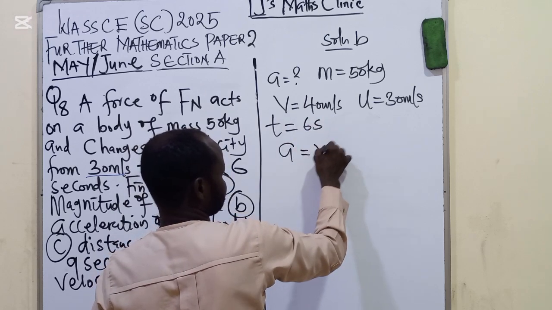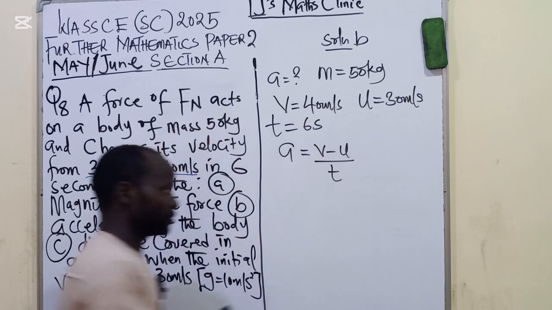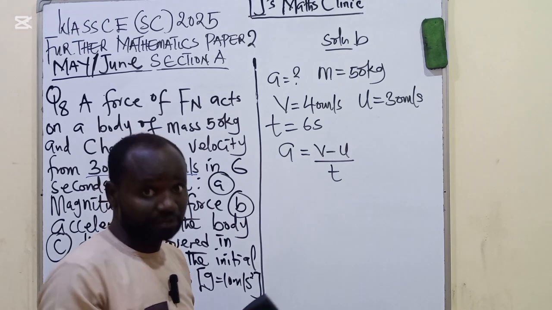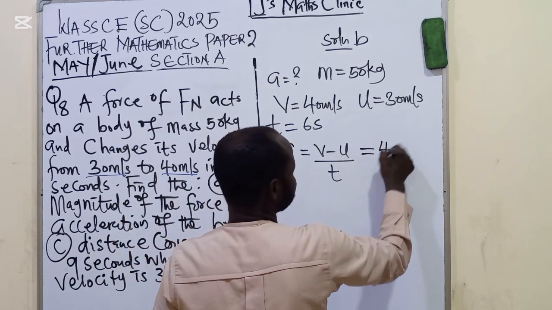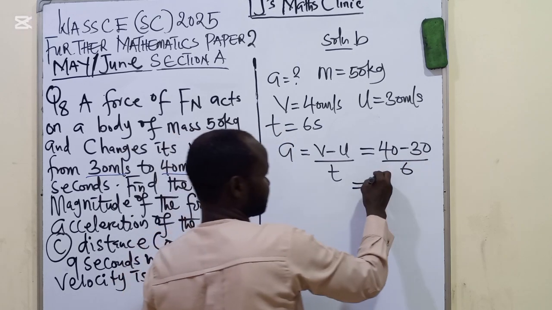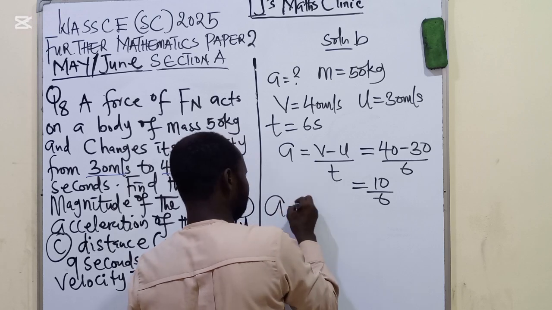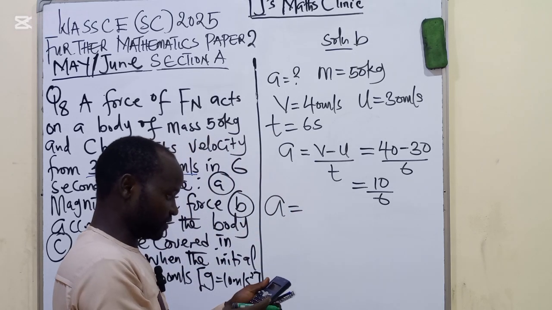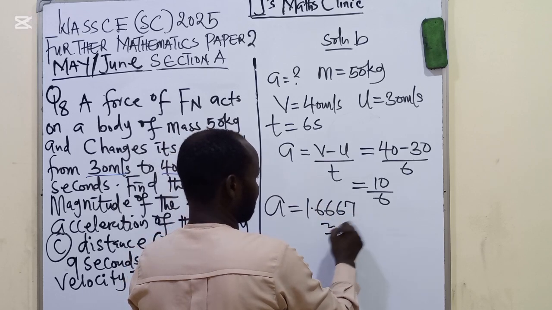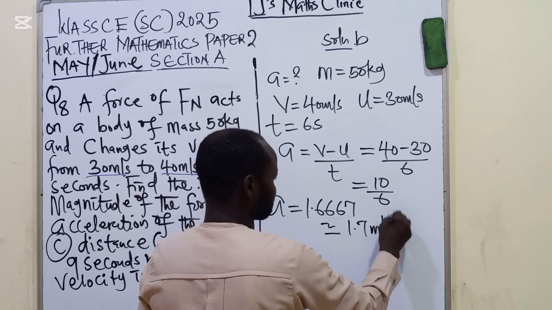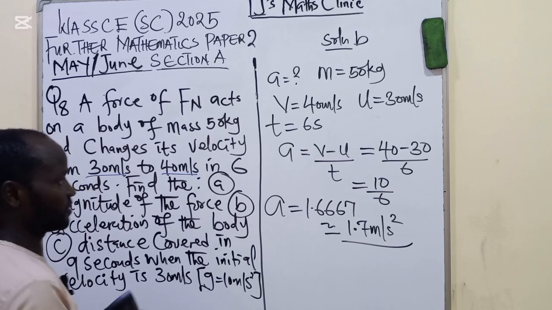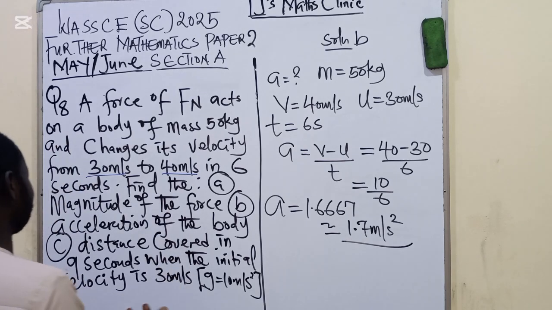Acceleration a is nothing but change in velocity with respect to time t. Change in velocity means final velocity minus the initial velocity. This will be 40 take away 30 divided by 6. 40 minus 30 is 10, that will be 10 divided by 6. Acceleration a now will be 10 divided by 6. What do we have? 1.6667. Approximately, we'll have 1.7 meter per second squared. So this will be the acceleration, 1.7 meter per second squared. So that is the solution to B.